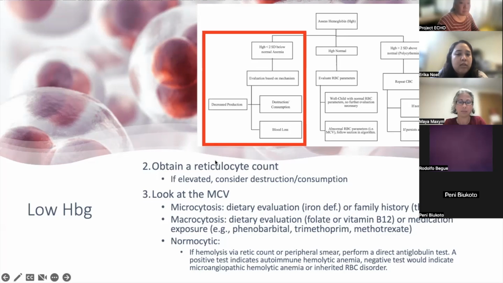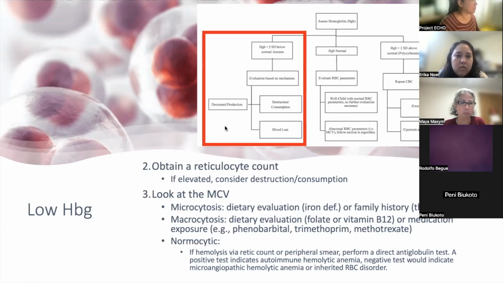We would like to look at the reticulocyte count and the peripheral blood smear, and also to perform a direct antiglobulin test. A positive test would indicate autoimmune hemolytic anemia, and a negative test would indicate microangiopathic hemolytic anemia or an inherited RBC disorder. So that's kind of our branch down our anemia chart.